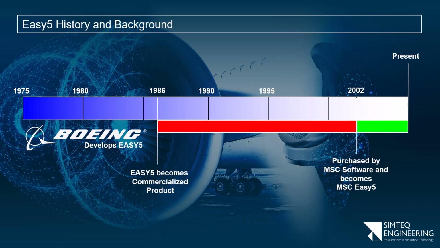Boeing then commercialized this tool in 1986 and started to sell it more widely, and so it was sold to many engineering companies around the world, many of whom were Boeing partners who then were able to develop subsystems that interfaced with the Boeing models, but also many other companies acquired Easy5 and used it simply as a mathematical modeling tool for their engineering systems.